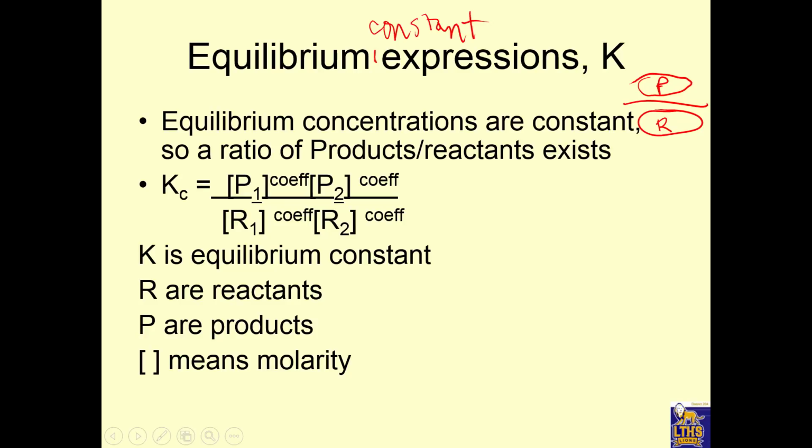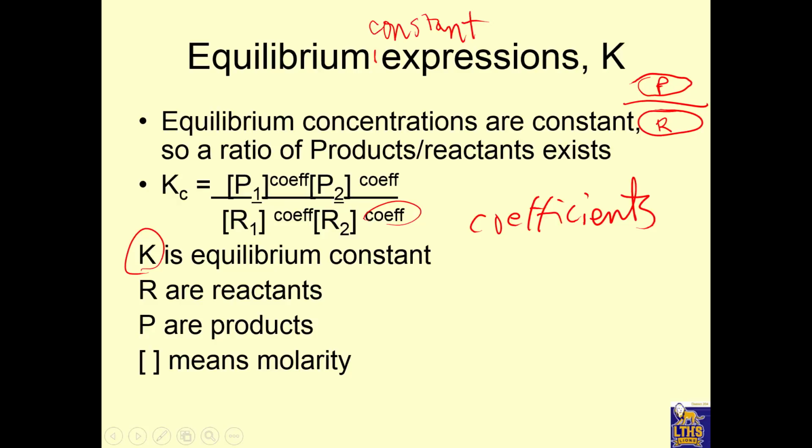How do you do that? Well, you do the concentration of products raised to their coefficient power divided by the concentrations of reactants raised to their coefficient power. So what is K? K is the equilibrium constant. R are reactants, P is product, and the brackets mean molarity or concentration. This means coefficients.